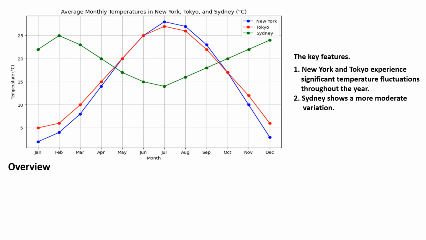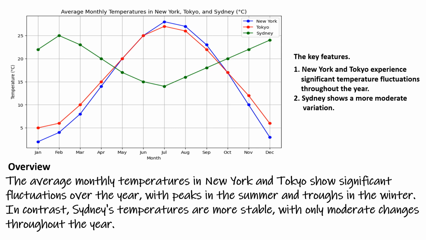So let's take a look at the key features on our graph. It's easy to note that New York and Tokyo experience significant fluctuations in temperature throughout the year, while Sydney shows a more moderate variation. And here's how I wrote my overview. The average monthly temperatures in New York and Tokyo show significant fluctuations over the year, with peaks in the summer and troughs in the winter. In contrast, Sydney's temperatures are more stable, with only moderate changes throughout the year.